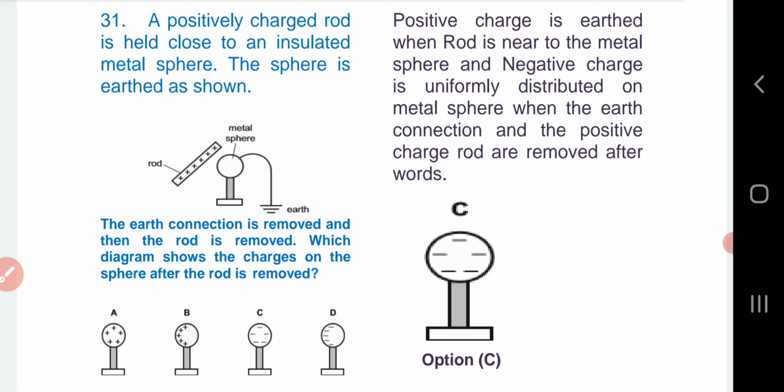Question number 31. A positively charged rod is held close to an insulated metal sphere. The sphere is earthed as shown. The earth connection is removed and then the rod is removed. Which diagram shows the charges on the sphere after the rod is removed? And the answer is, positive charge is earthed when the rod is near to the metal sphere, and the negative charges are uniformly distributed on the metal sphere when the earth connection and the positive charge are removed afterwards. And the correct answer is option C.